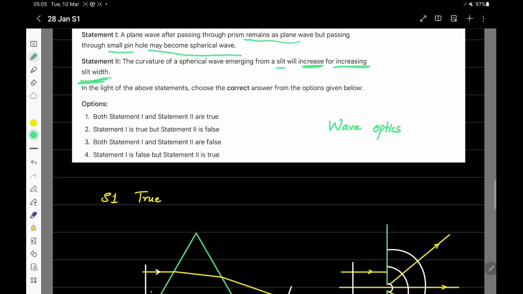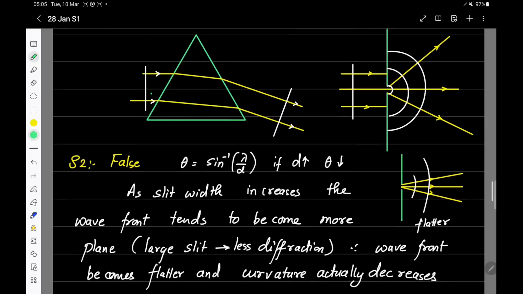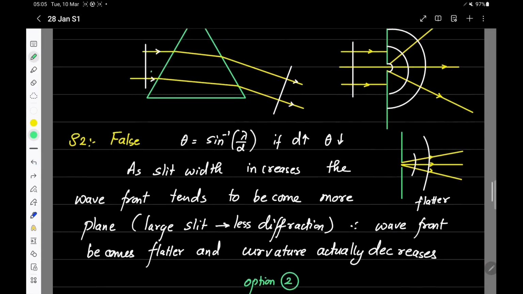is actually wrong. See, if you increase the slit width, the flaring out of the light will reduce, right? It will flare out less. If light flares out less, it's going to give more plane wavefront compared to curved wavefront. Because if you increase the slit width a lot, you're going to ultimately get plane wavefront. You will not have any flaring of light, right?